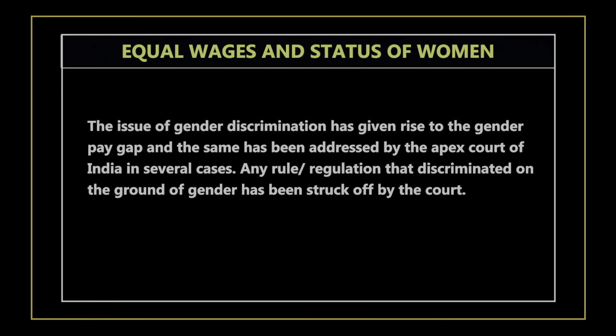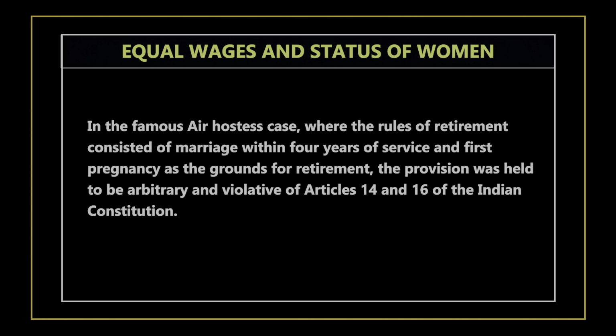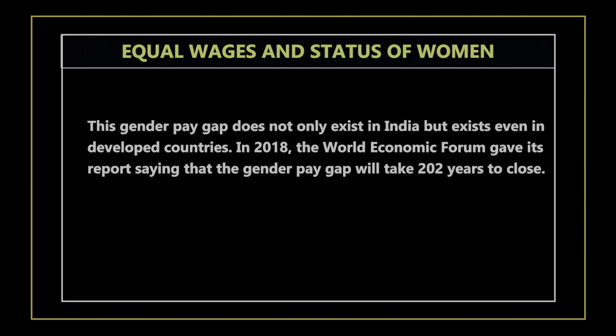Any rule or regulation that discriminated on the ground of gender has been struck down by the court. The Supreme Court of India held a provision in service rules guided towards female employees, that they need to seek the permission of the government before they enter into marriage, as discriminatory and unconstitutional. In the famous air hostess case, where the rule of retirement consisted of marriage within 4 years of service and first pregnancy as a ground of retirement, the provision was held to be arbitrary and violative of Article 14 and 16 of the Indian Constitution. The gender pay gap does not only exist in India but exists even in developed countries.